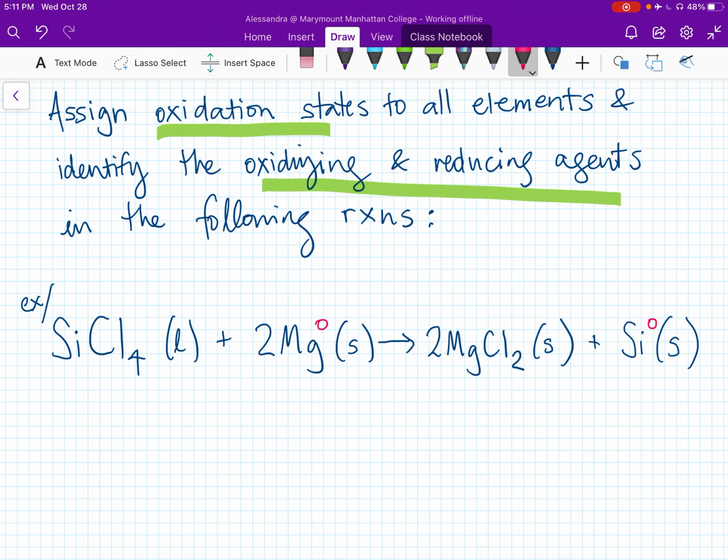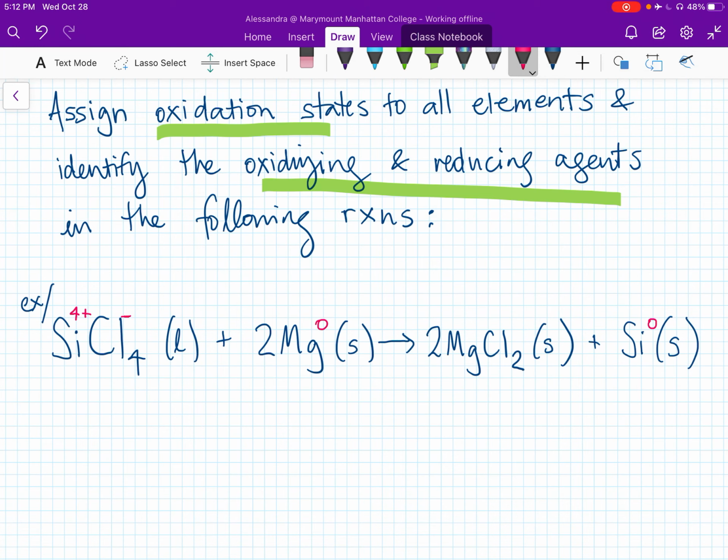Now, halogens are usually anionic species with oxidation states of -1. Okay, so when in doubt, assign a halogen -1. This will help us figure out what the oxidation state of silicon should be. And if the halogen is -1 and I have 4 of them, then I'm going to need a 4+ oxidation state on the silicon to balance out the 4- from the 4 chlorines.